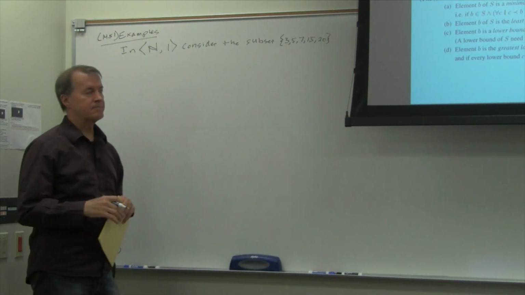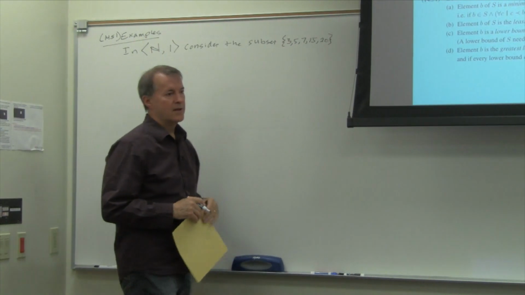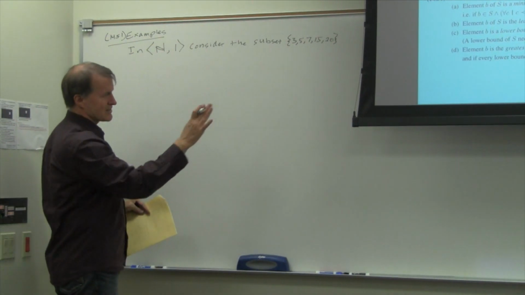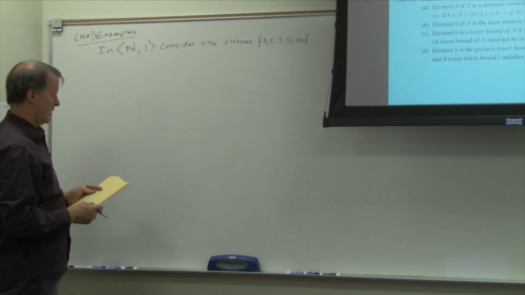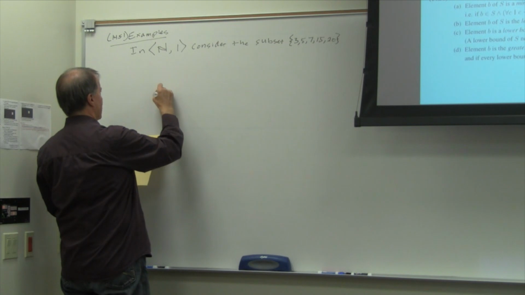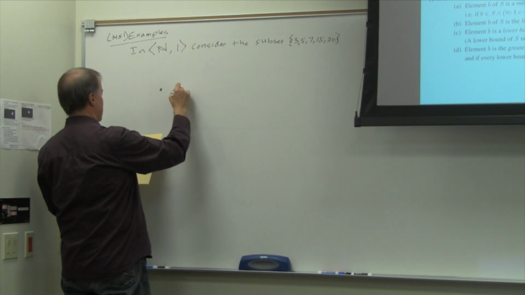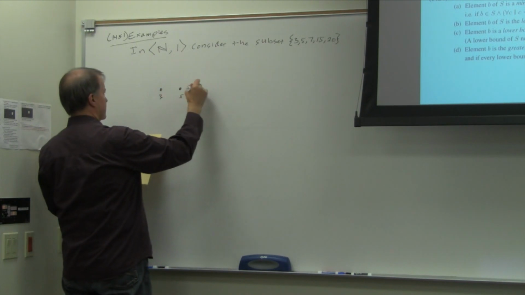Can we see this on the video? The screen is out, so it seems like you can't see it from up here. So let's draw it. We have 3 here, and 5. 3 and 5 are not related. So here's 3 and 5, and 7.